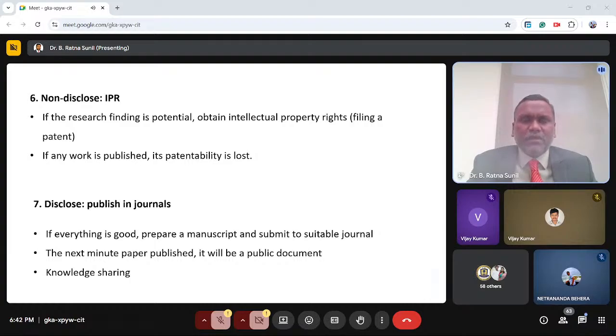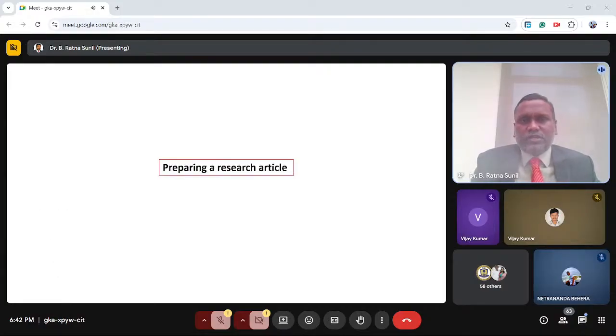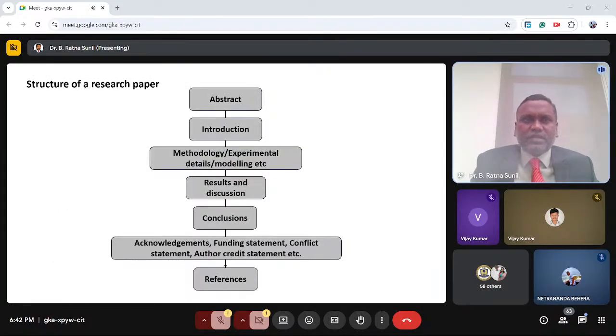So if you have such good data, I suggest you first go for IPR, which is easy compared with publications. Truly, you can file a patent, and then the same data you can use and publish in good journals. Okay. So preparing research articles, quickly I will spend a couple of minutes here.